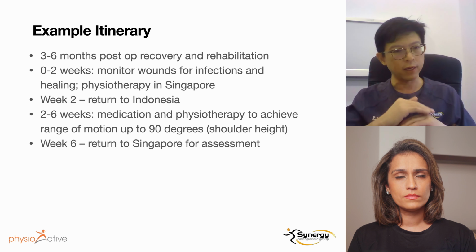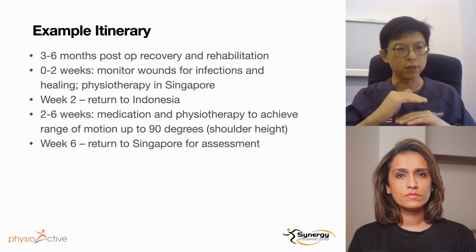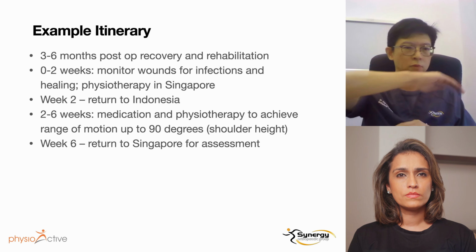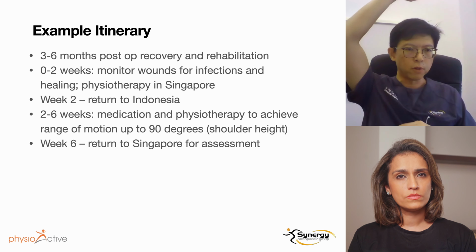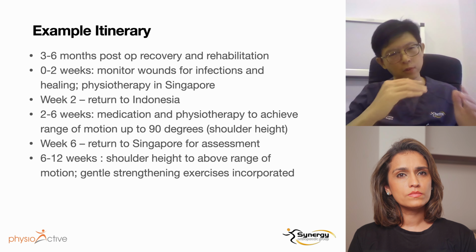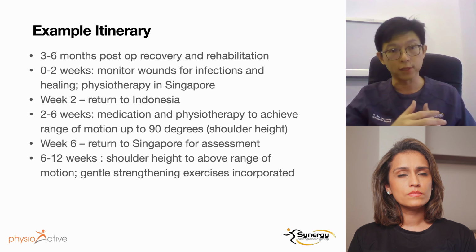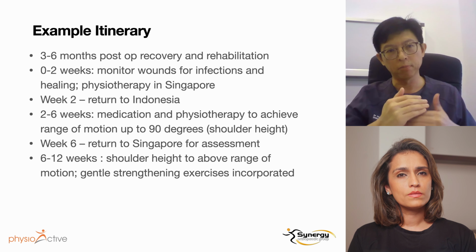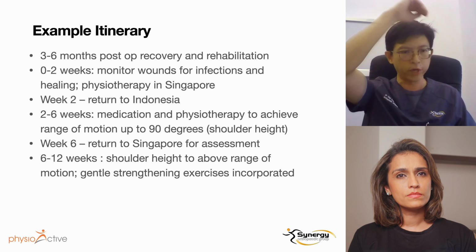And if he is, and I expect him to be, then I'll make sure that he is able to progress from 6 weeks from shoulder height to above. And this will typically take another, well, it depends on person to person, about 4 to 6 weeks. So hopefully by 3 months, he will be hitting full range.